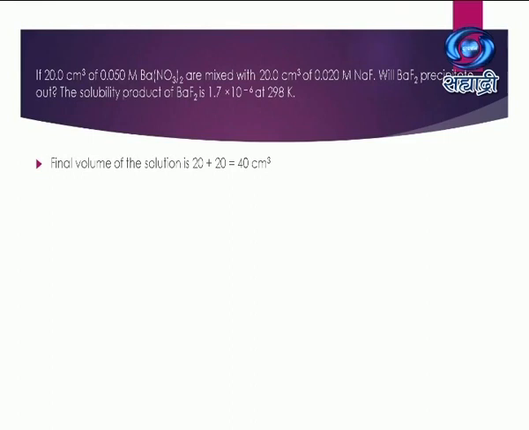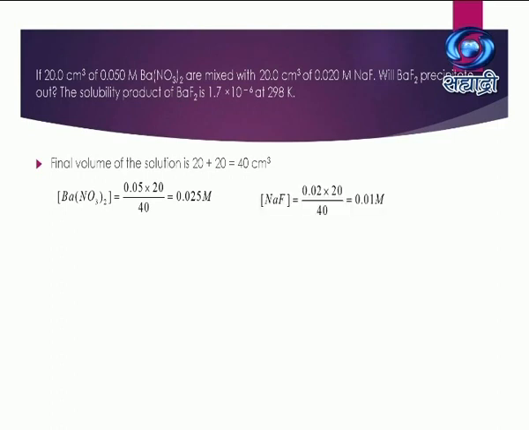The final volume of the solution is 40 cm³. The two solutions are mixed, and 20 cm³ is the volume of each solution, so the total volume upon mixing comes out to be 40 cm³. What is the concentration of barium nitrate? 0.05 × 20 / 40. So the concentration becomes half, since the volume is doubled. And so the concentration of barium nitrate in the final solution becomes 0.025 molar.